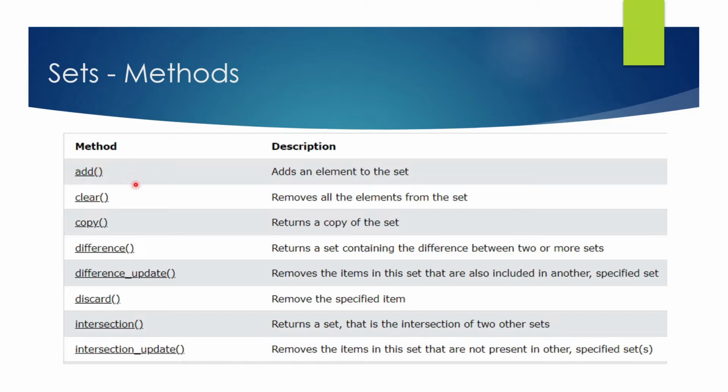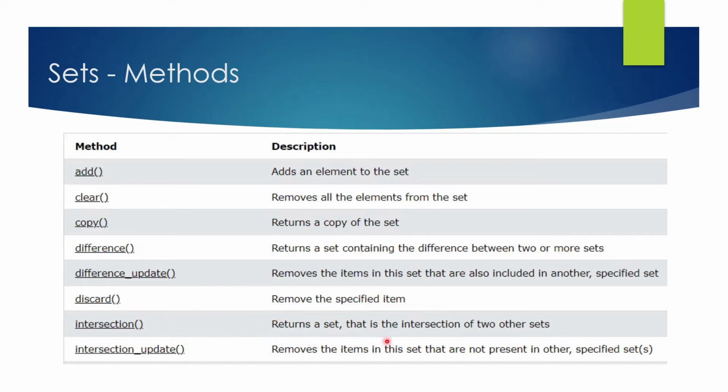We'll talk about add, which adds an element to the set. Clear removes all the elements from a set. Copy returns a copy of the set. Difference returns a set containing the difference between two or more sets, as in the last slide which I have just shown you. Difference_update removes the items in this set that are also included in another specified set. Discard removes the specified item.